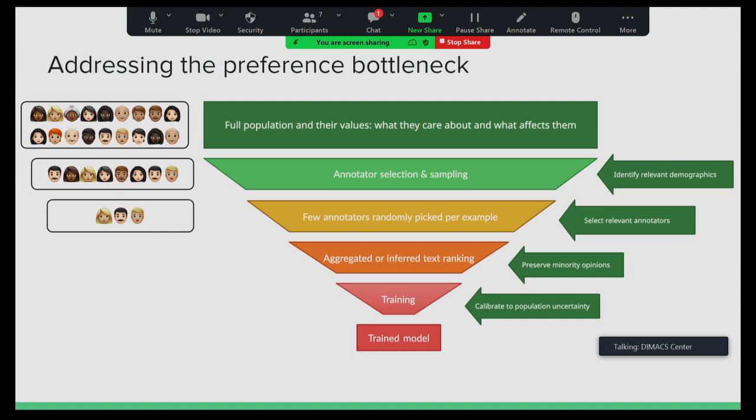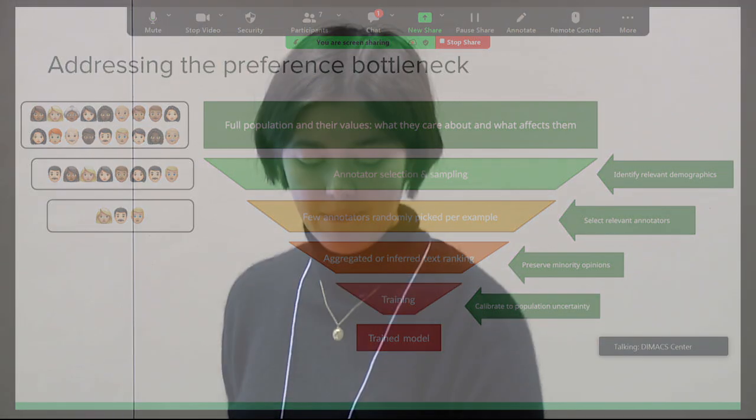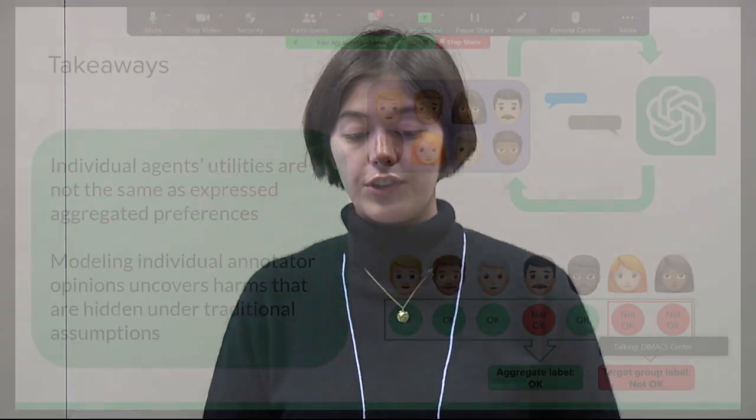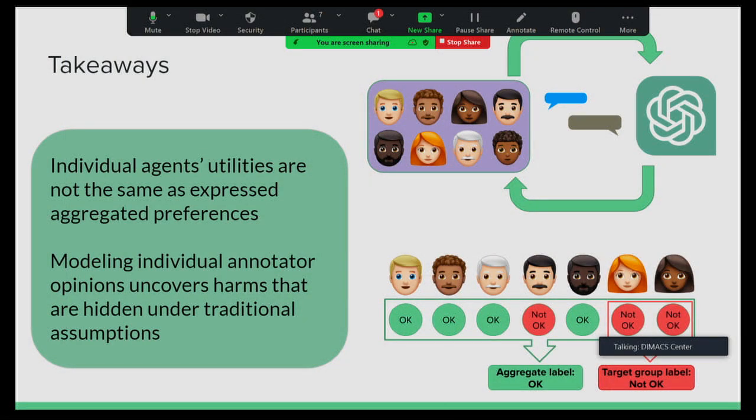And finally, by taking into account the variance between annotators, we can actually calibrate to population uncertainty, which is sort of a subject of ongoing research. And so ultimately, by taking into account how individual agents' utilities are not the same as expressed aggregated preferences, we can model individual annotators in order to uncover harms that can get hidden under traditional assumptions. Thanks very much.